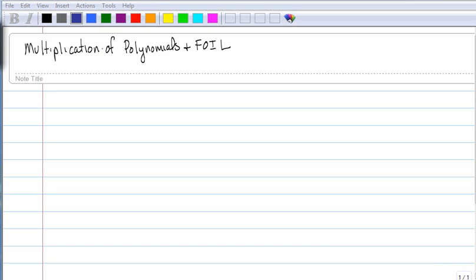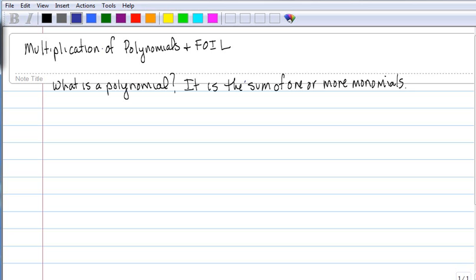In this section, we are going to be multiplying polynomials and using FOIL. First of all, what is a polynomial? Well, if you go to the book, it reads, a polynomial is the sum of one or more monomials.